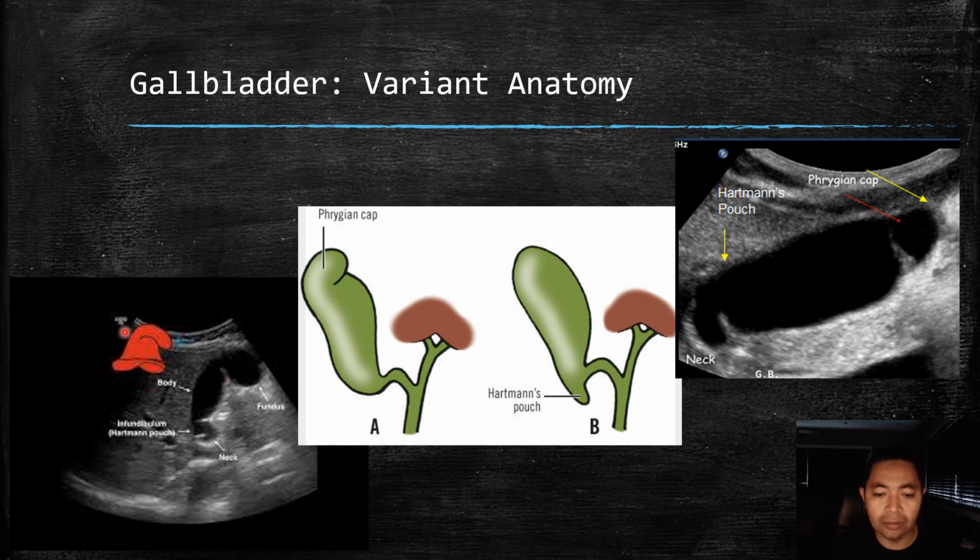One is the phrygian cap. This is seen if the fundus folds on itself, like what's shown in this diagram and in this ultrasound image. The Hartmann's pouch might also be very pronounced in some patients, but in some patients it's not even seen.